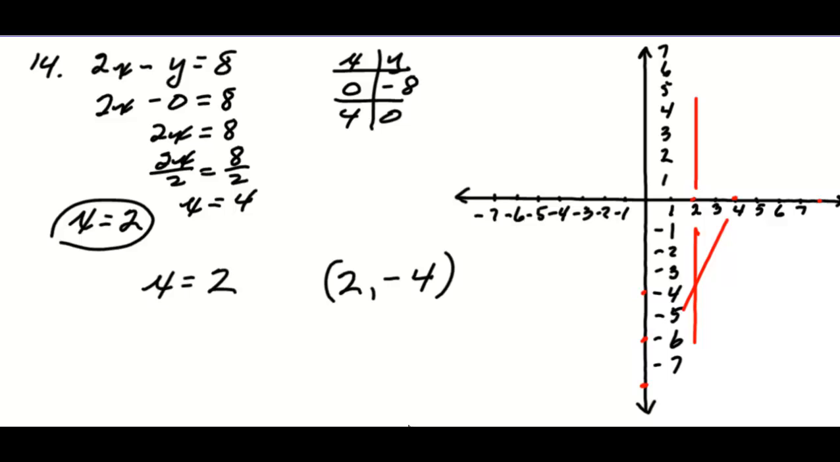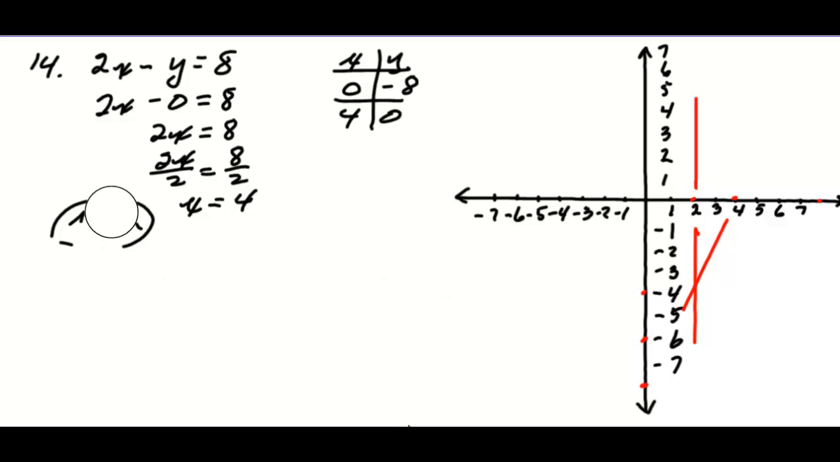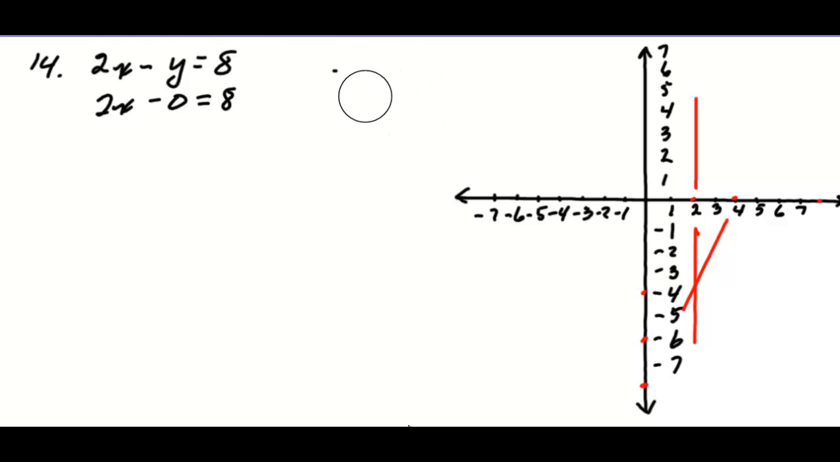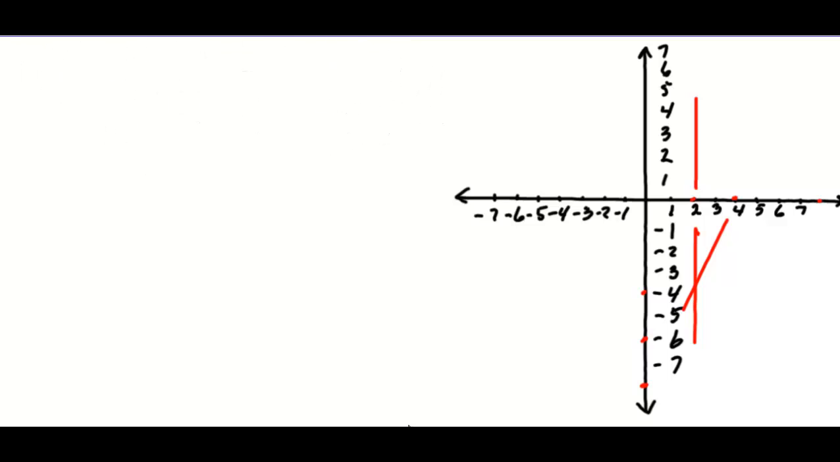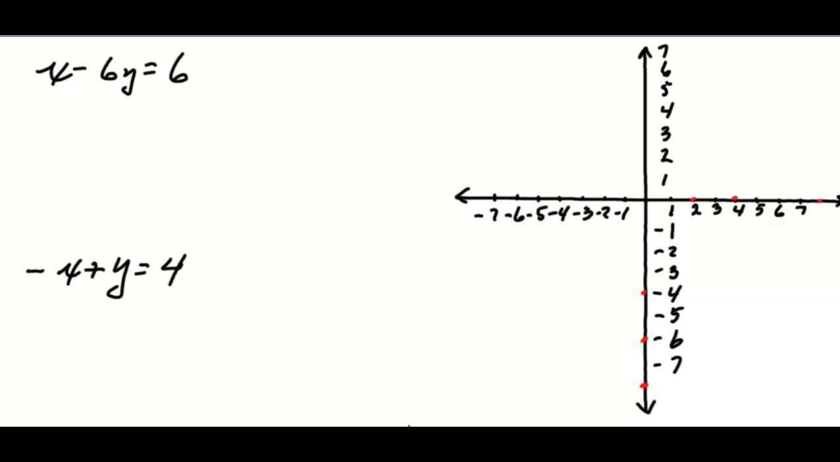All right, we'll do one more, so I'll erase this. And the last one we're going to do is 16. Lost it for a minute there. We're going to do number 16, so I'm going to erase all this other stuff. If you can follow this, you should have no trouble with your homework. In 16, what we have is x minus 6y equals 6. And our second formula is minus x plus y equals 4.